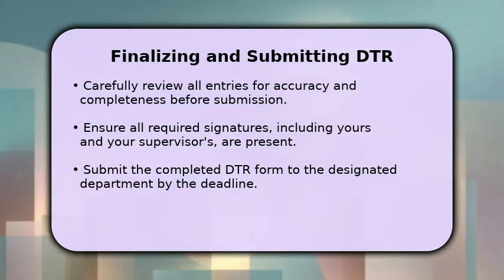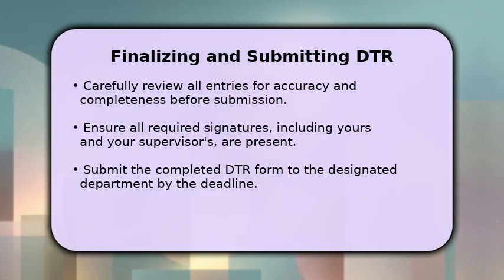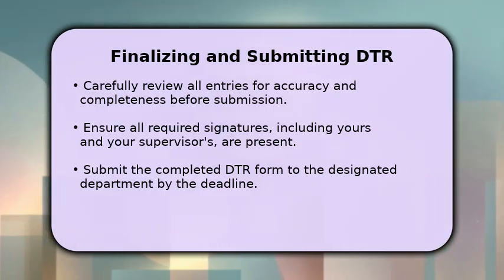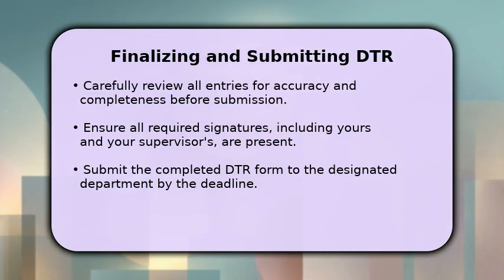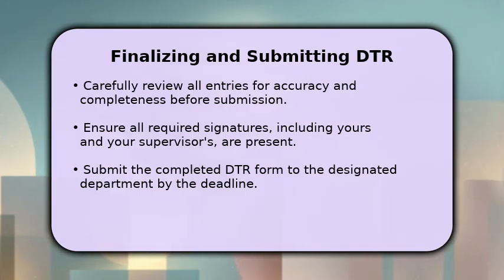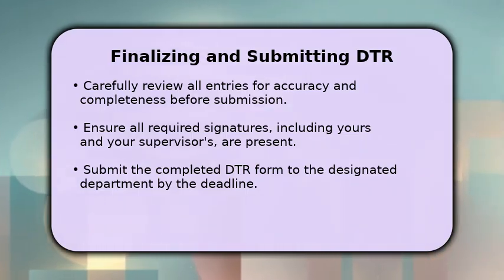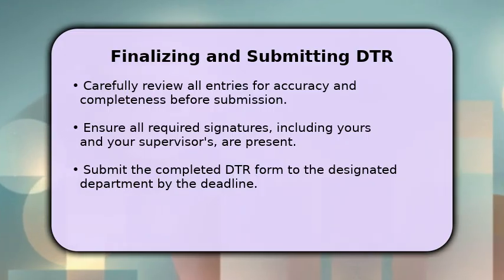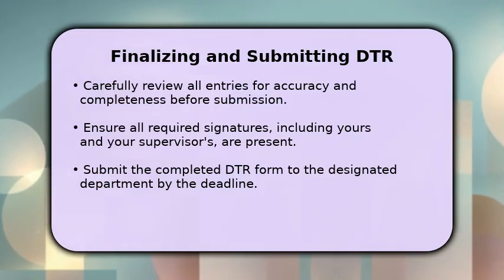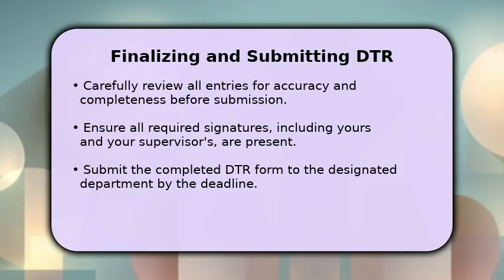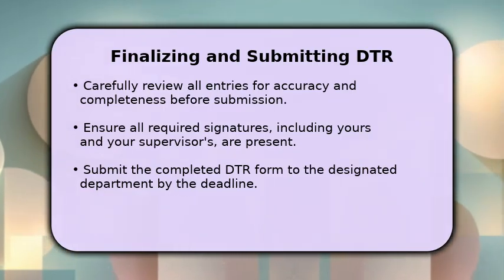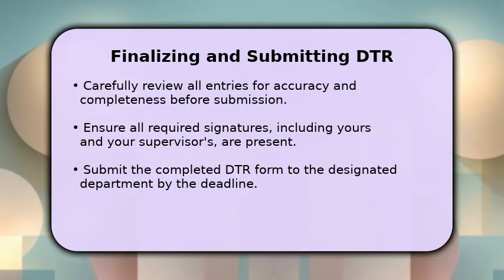Finally, before submitting your DTR, take a few moments to review everything. Check for any missing entries or errors in your recorded times. Make sure your signature is present, and if required, obtain your supervisor's signature as well. This final check is crucial for preventing discrepancies. Once verified, submit your completed DTR form to the Human Resources or Payroll Department by the specified deadline, typically at the end of each pay period.